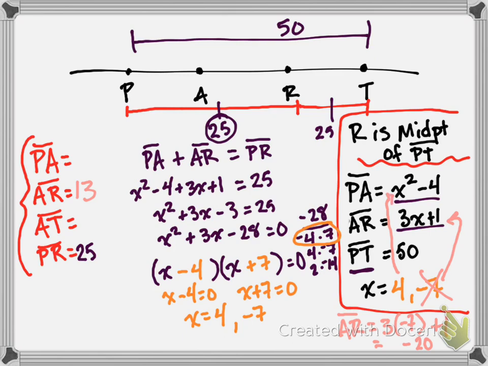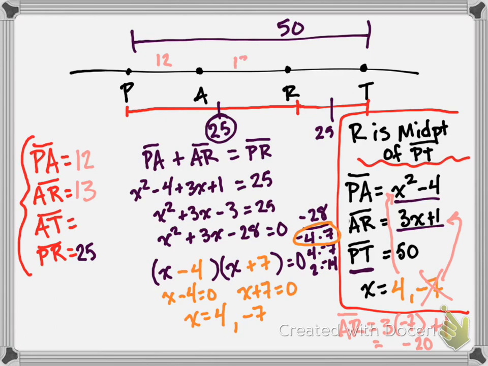4 squared is 16. Minus 4 is 12. And if we plug it in, we actually don't know what AT is. So we're going to maybe have to write some links in here so we understand where these go. Okay, so we know that PA is 12.